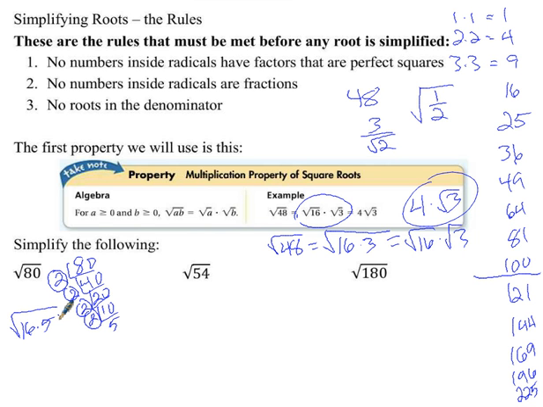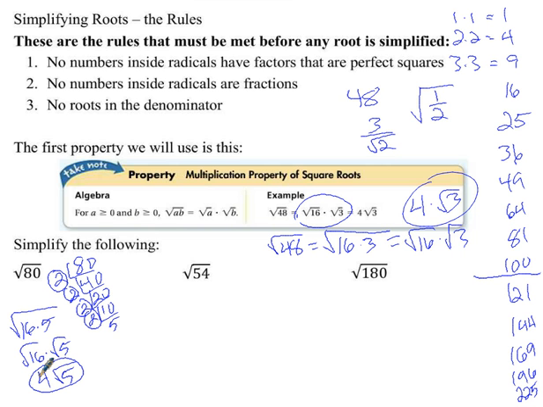Now I can split this into two separate square roots. The square root of 16 times the square root of 5. And the square root of 16, of course, is 4. So this part turns into 4. This part I can't do anything with, so I just leave it square root 5. So my answer is 4 root 5. And I'm done.